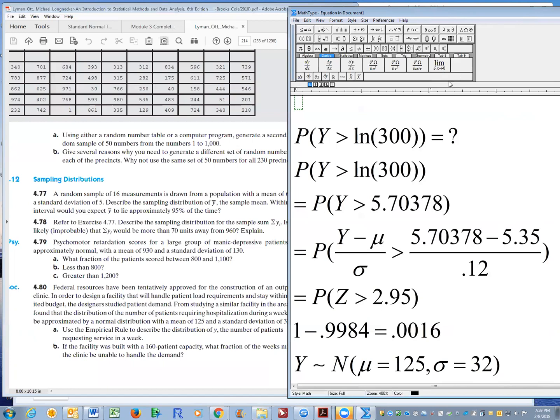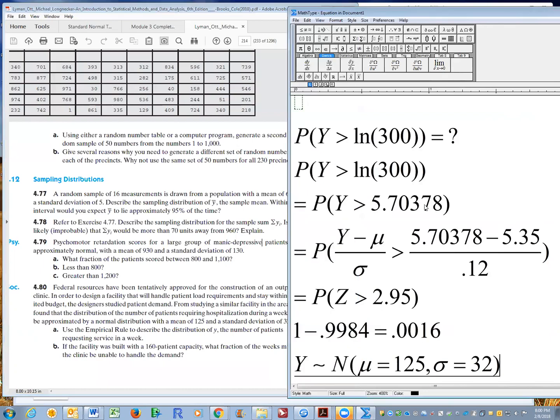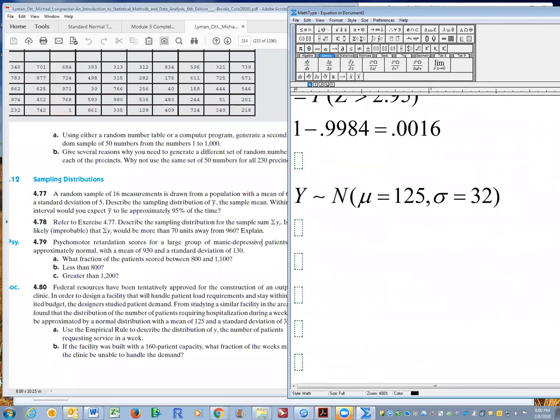Okay. And so what is Y specifically in this problem? The patient demand, is that right? The distribution of the number of patients requiring hospitalization during a week. Okay. Let me just ask you a practical question. Do y'all see why it would make sense to consider this as a random variable? I mean, from week to week, that patient demand is different.